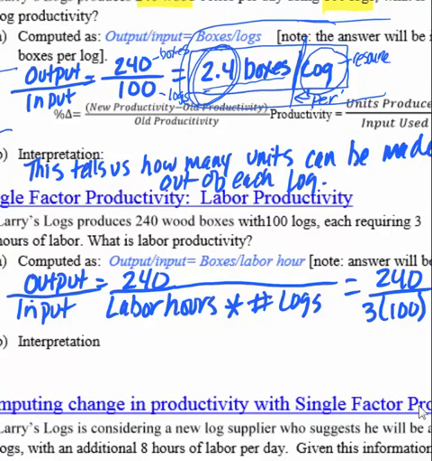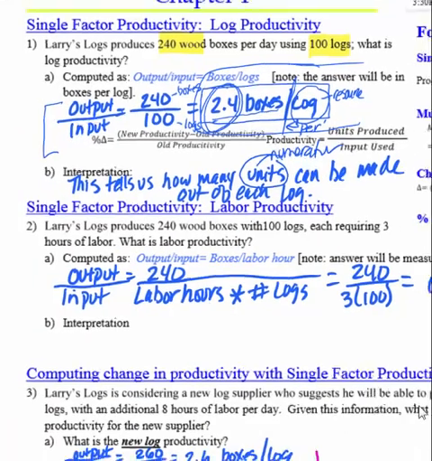Down here, I even go so far as to say you should take some time to interpret this. I wrote out that this tells us how many units, and it's always going to be the units in the numerator, can be made per each one unit of resources. So in this case it's logs. Now let's move on down to this next problem.